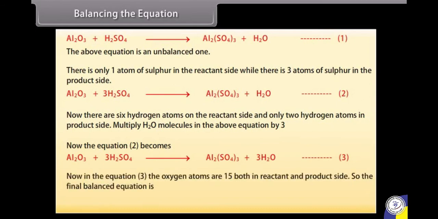Now in the equation 3, the oxygen atoms are 15 both on the reactant and product side. So the final balanced equation is Al2O3 plus 3H2SO4 gives Al2(SO4)3 plus 3H2O.